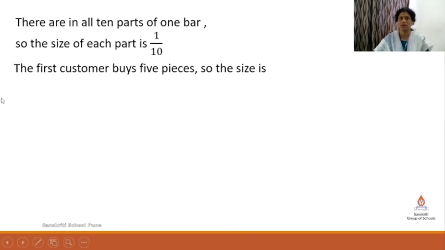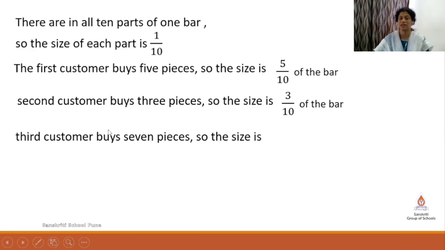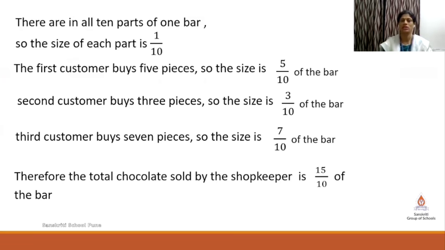The size of each part is 1/10. The first customer buys 5 pieces. So the size is 5 1/10s, which is 5/10 of the bar. The second customer buys 3 pieces. So the size is 3/10 of the bar. The third customer buys 7 pieces. So the size is 7 1/10s, 7/10 of the bar. Therefore, the total chocolate sold by the shopkeeper is 15/10 of the bar.